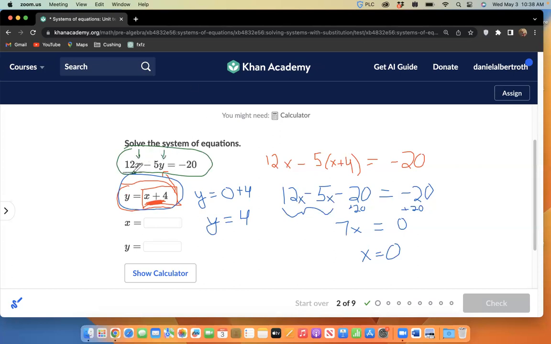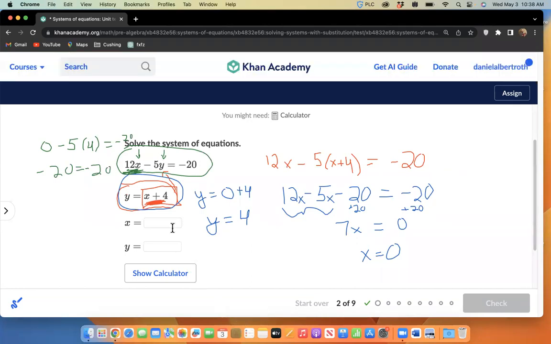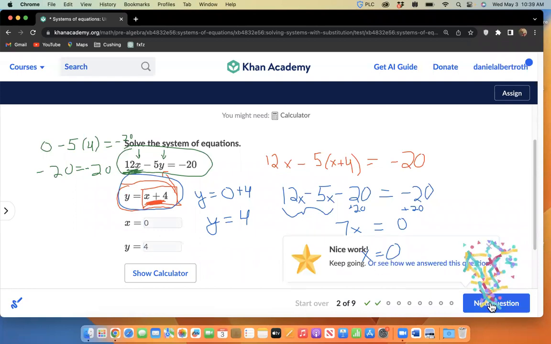So 12 times x is 12 times 0, which is 0. And then minus 5 times y, if y is 4, does that equal negative 20? On the left side, I have negative 5 times 4, so I have negative 20 equals negative 20. I like that. All right, so things are looking good. So I think x is going to be 0 and y is going to be 4. Very nice.